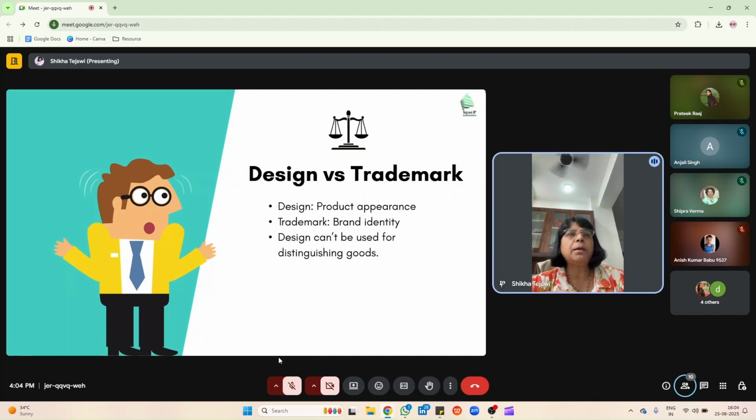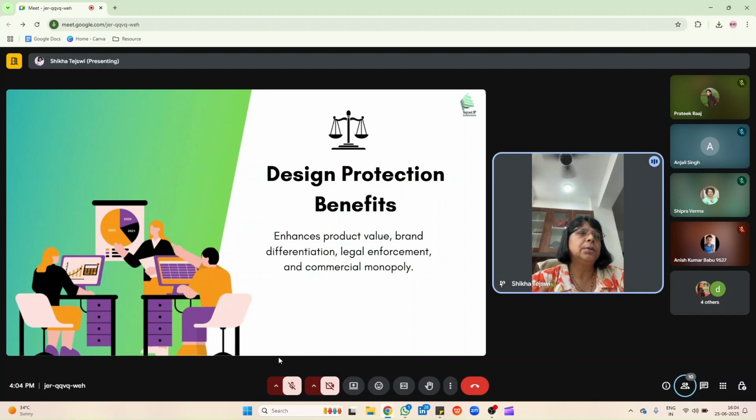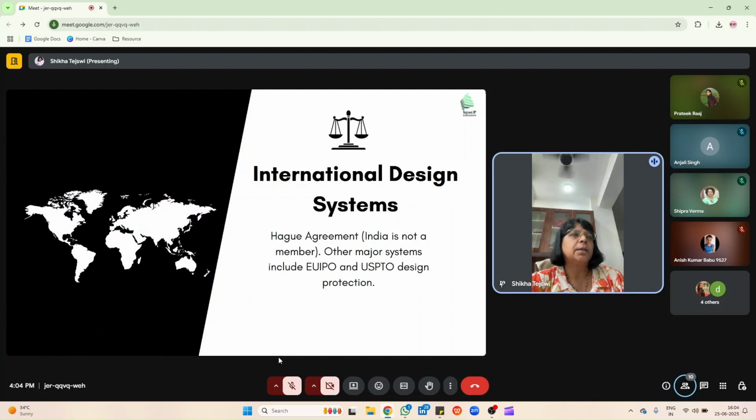Design versus trademark. In this case, design is again the product appearance, whereas the trademark is the brand identity. So design can't be used for distinguishing goods. Versus copyright: copyright, all of us know, is an artistic work, whereas design is applied to an article. Design registration excludes copyright. So the benefits, as we discussed, are legal enforcement and a commercial monopoly over it. Some very well-known designs are the Coca-Cola bottle shape, designer furniture, and many others.